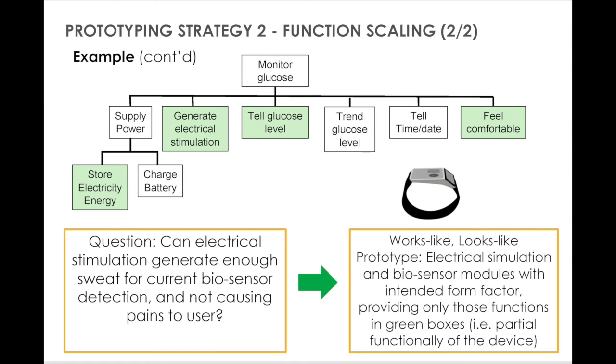So the more appropriate kind of prototype that we'll be building will be a reduced-function prototype. That is, one that works nice and looks nice, with electrical stimulation and a biosensor module in the intended form factor, providing those functions that are relevant to this question. After we build and test these functions, we can continue to build in the rest of the functions in our next iteration.